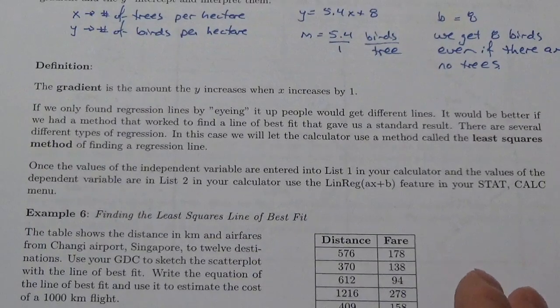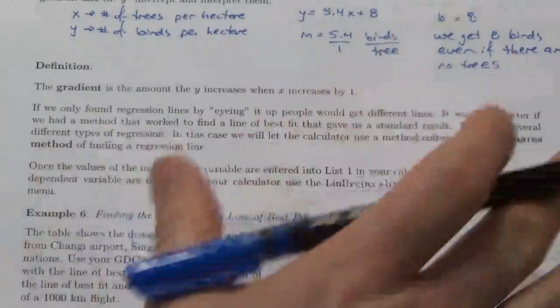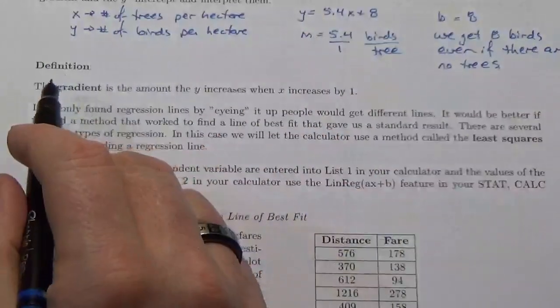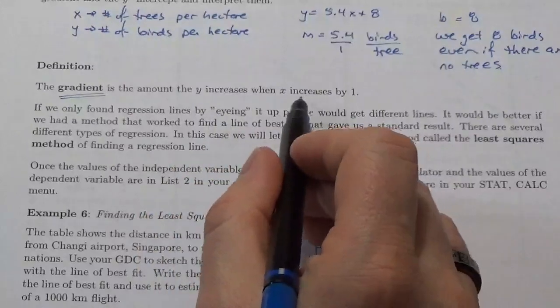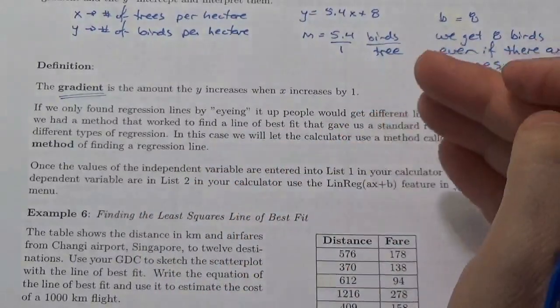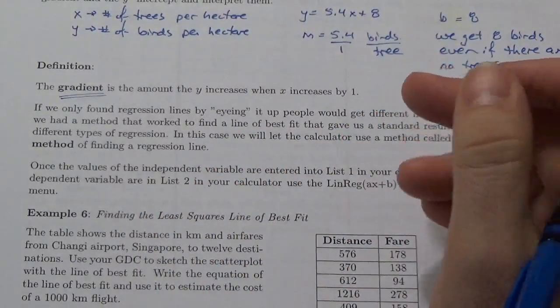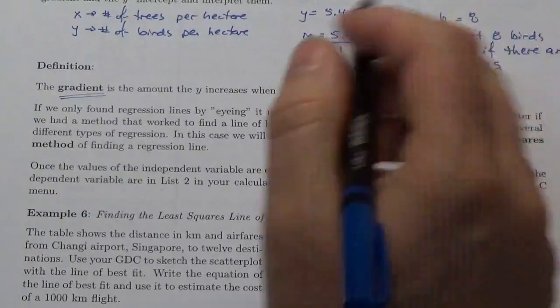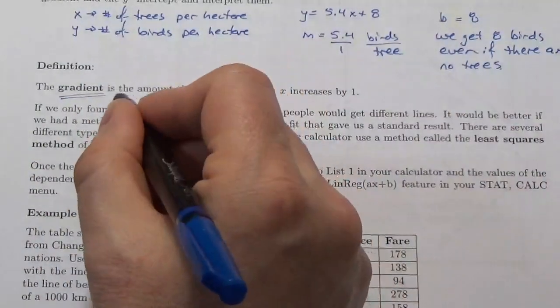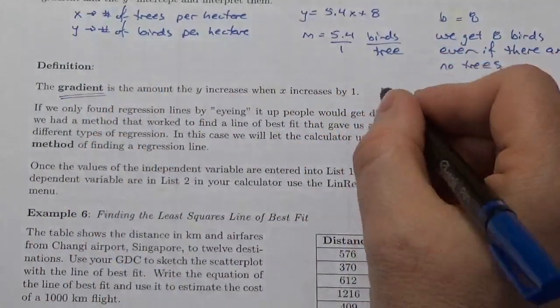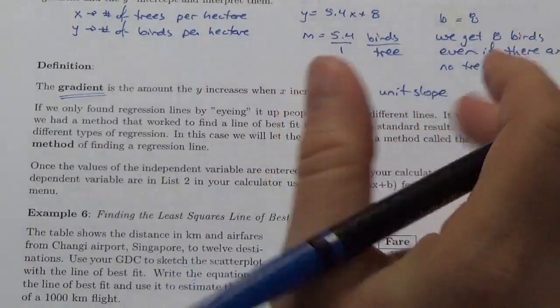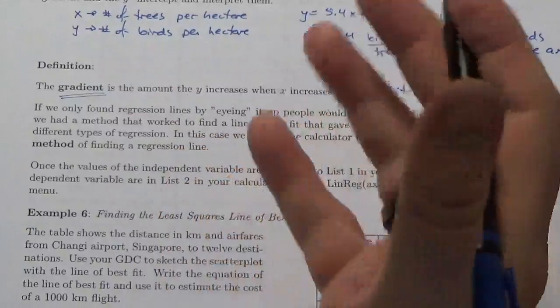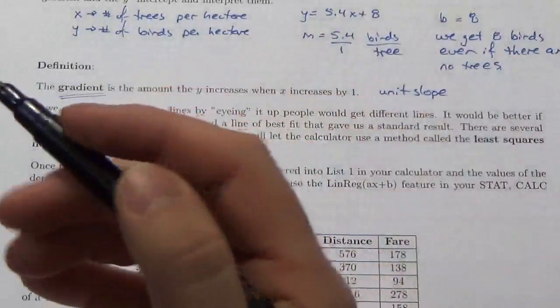Okay, so now we're going to take just a moment to regroup, then we'll do some more examples. First of all, we're going to define the gradient. It is the amount the y increases when x increases by 1. So just a moment ago in an example, I mentioned that gradient and slope are basically the same thing. The way we're defining it here, it's more like a unit slope. So we'll make that a little bit more precise here.